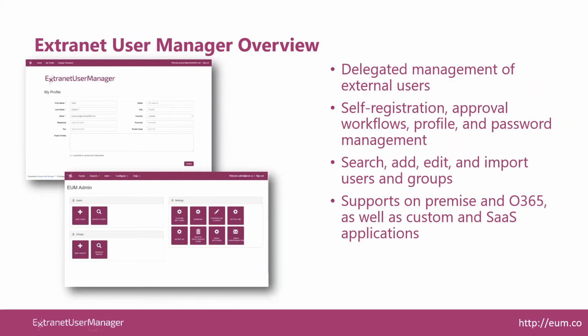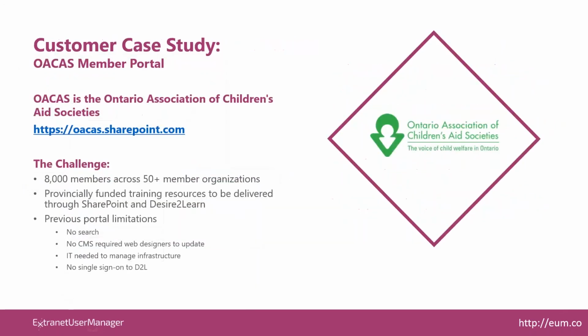Yeah, so we've already covered the overview side of things. Let's switch gears to the next one that I want to talk about, the Ontario Association of Children's Aid Societies. So OCAS is an organization of about, I think, 65 people working in Toronto, but they're responsible for providing training and resources to about 8,000 staff and volunteers across the 50+ member children's aid societies across the province of Ontario.